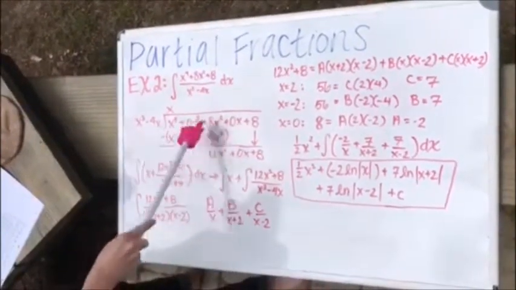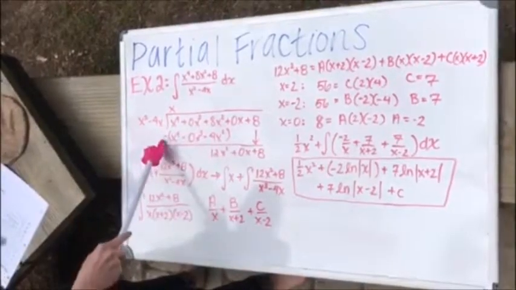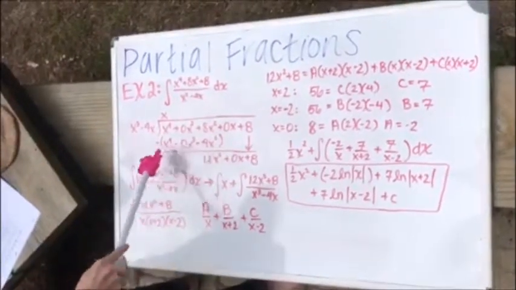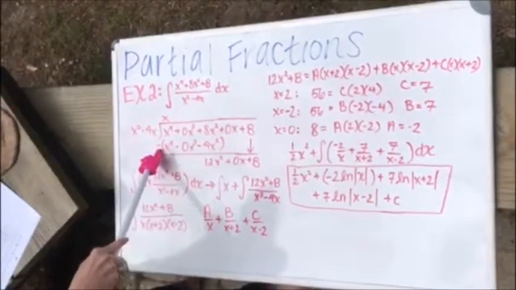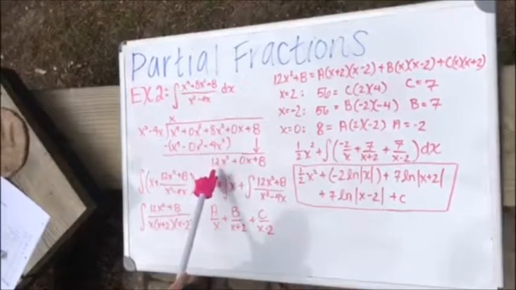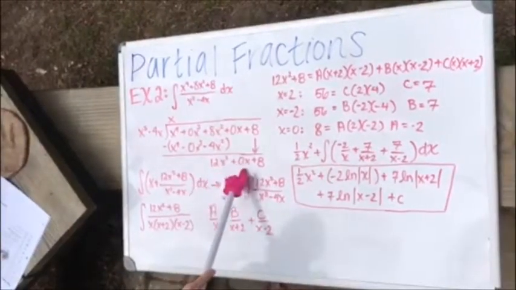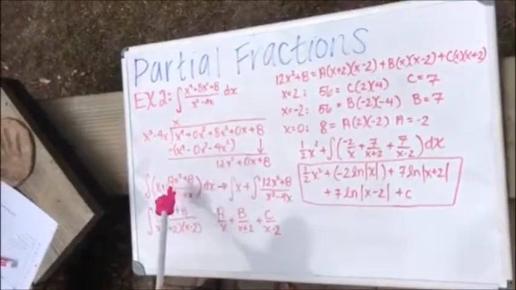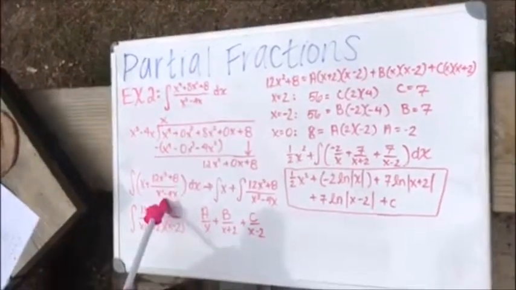So then we have to subtract just like normal long division. So I put a subtraction here with the parentheses so that you remember to factor out this negative 1. And then, when you subtract everything, you end up with 12x squared plus 0x plus 8. And that's going to become our new numerator, so that it's a smaller degree than our denominator.